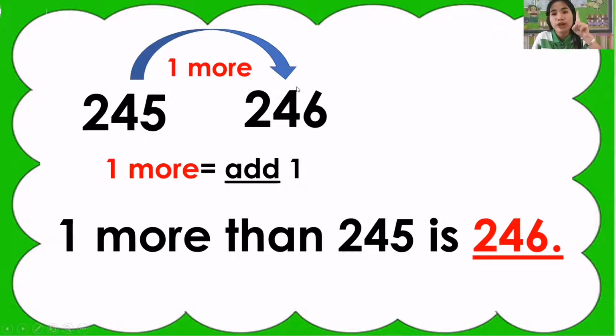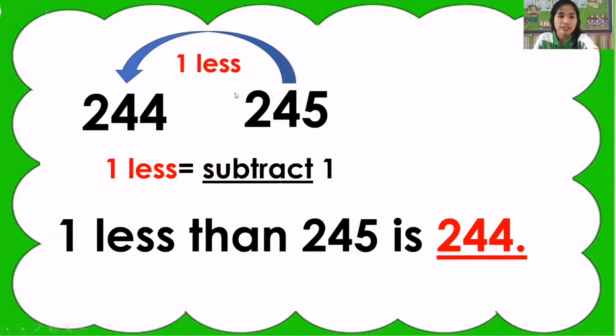You are going to add only one. 245 plus 1, that is 246. How about if it is one less? Meaning, you are going to subtract only 1. Okay, you will minus 1.